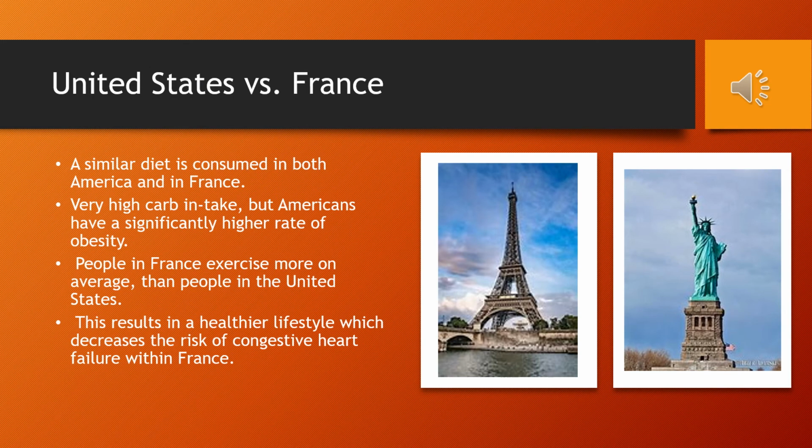A similar diet is consumed in both America and in France. Both countries have a very high carb intake, but Americans have a significantly higher rate of obesity. Now that's pretty interesting considering we eat very similar things. So why do we have a higher rate of obesity? Well, more people on average in France exercise more. People in the United States exercise less on average. This results in a less healthy lifestyle in the United States compared to a more healthy lifestyle in France.